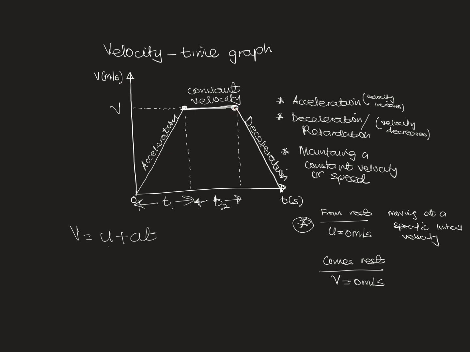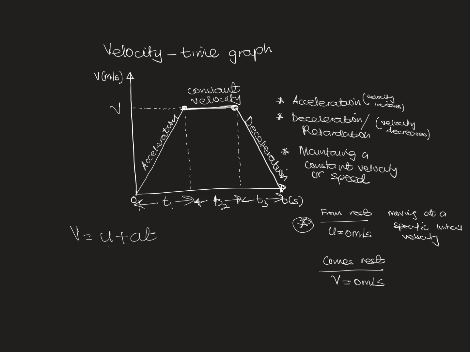So if from this point the body reduces its velocity to come to rest, that is going to be from this point way down to this point. That is called deceleration. Okay, and the time elapsed for the deceleration, let's call it T3.